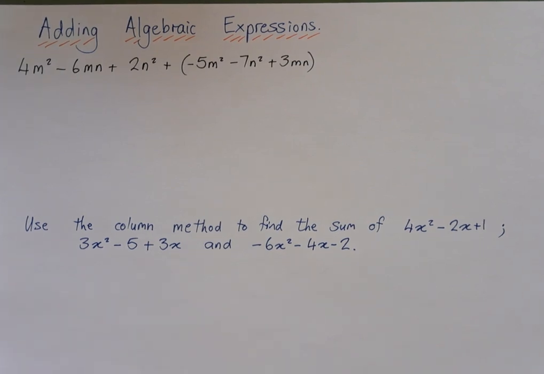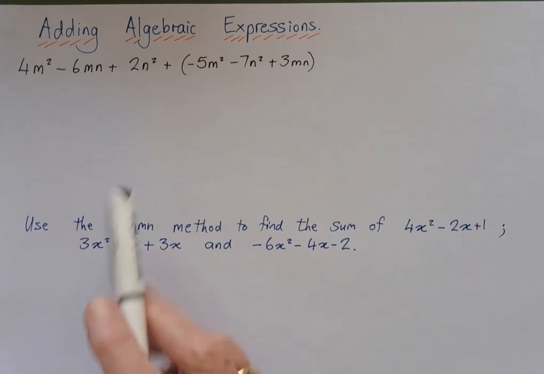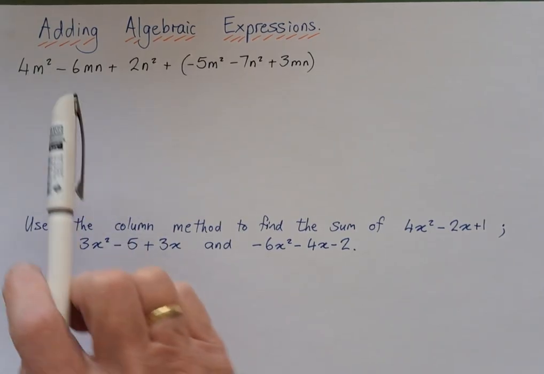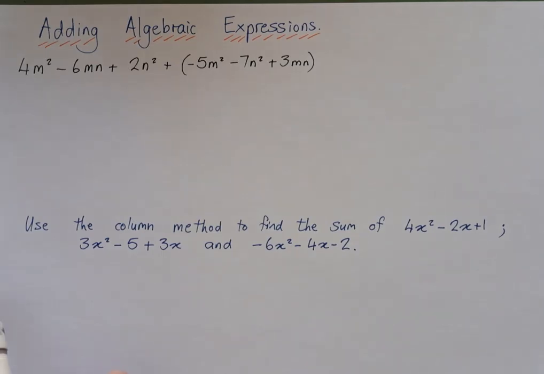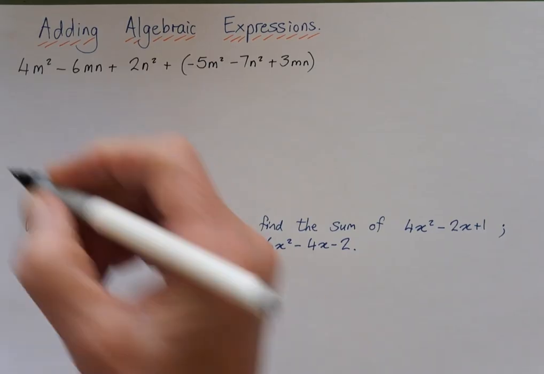Today we're going to have a look at adding algebraic expressions, and the first one we're going to do in two ways. We're going to use a method that we've used before where we simply eliminate the brackets and then look for like terms, and then we're also going to use another method called the column method, which is often asked as well, so you need to know that too.